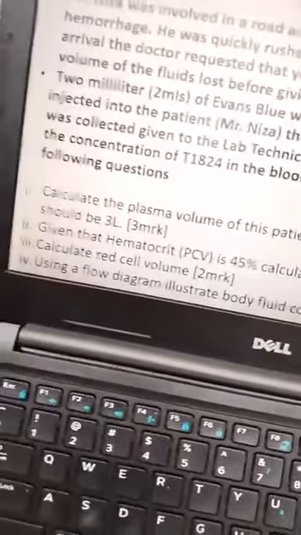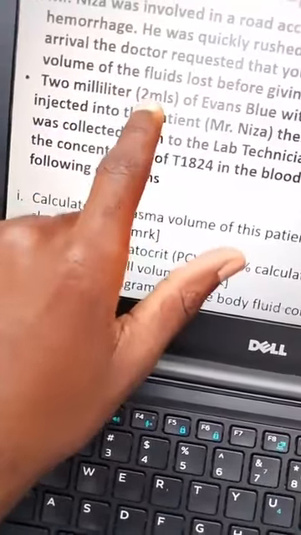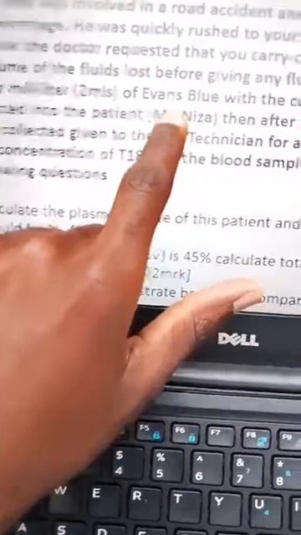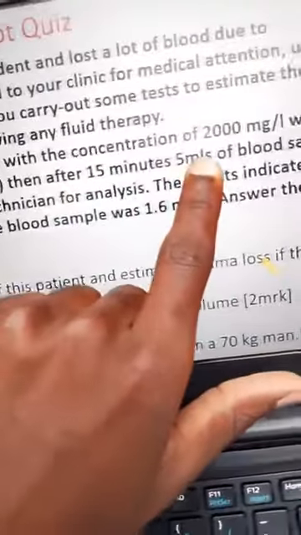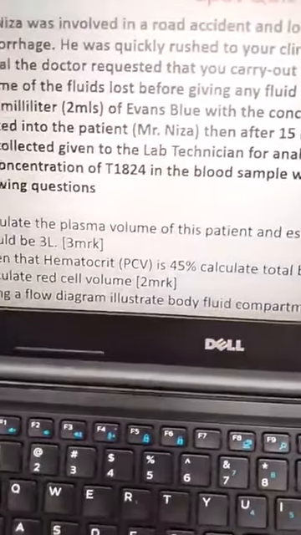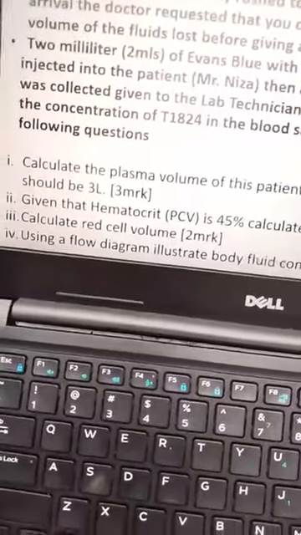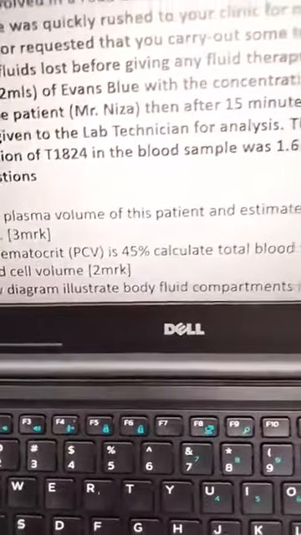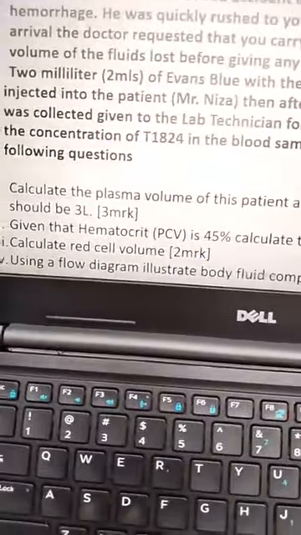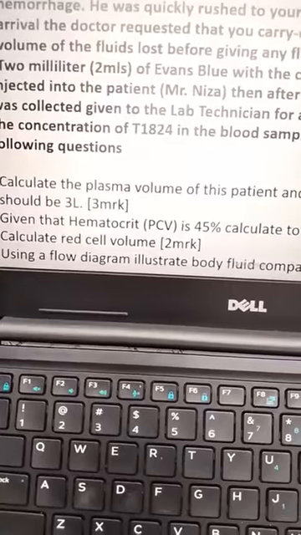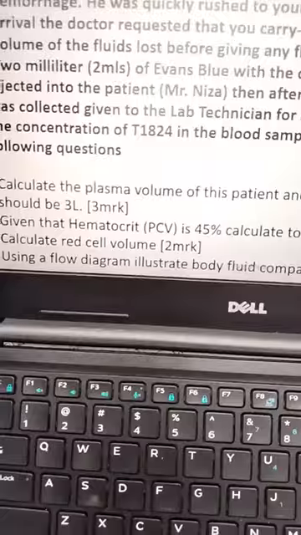The other thing that you also have seen is that they first had the volume of the indicator that was injected, and they also knew the concentration that was indicated. Upon knowing the volume and the concentration, these figures are helping you to get something that I told you there. And the question says calculate the plasma volume of this patient and estimate plasma loss if the normal should be 3 liters. So from the information that you have there, you would be able to calculate the plasma volume.